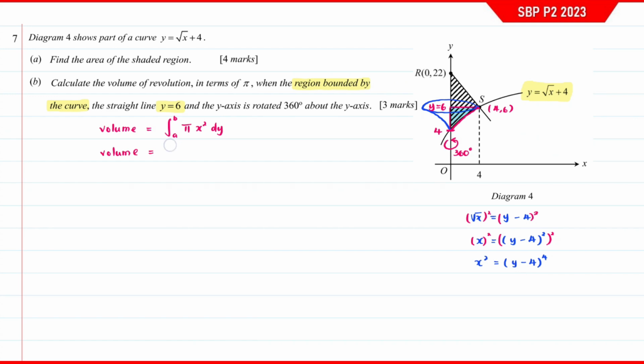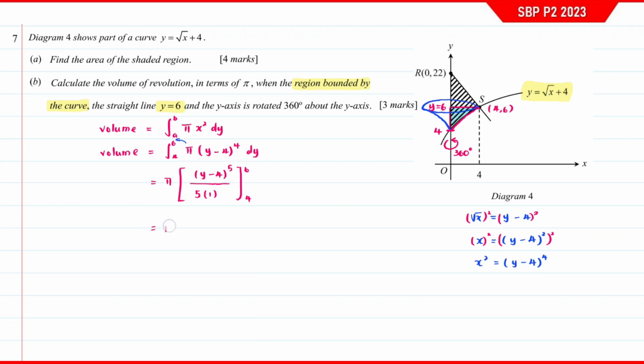So now the volume will be the integral from 4 to 6 of pi times x squared, which is (y minus 4) to the power of 4, with respect to y. You can bring the pi to the front. When you do the integration, for the power of 4 we need to add 1, which is equal to 5. We bring down the power of 5 and multiply with the differentiation of the expression inside the bracket, which is equal to 1.